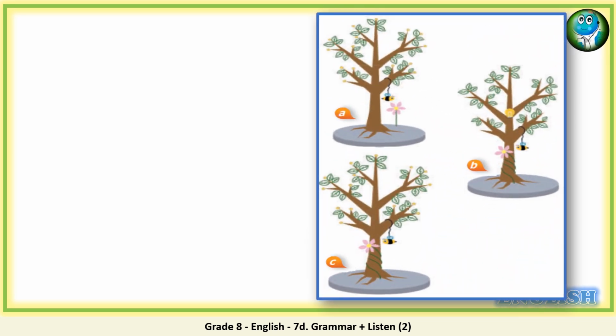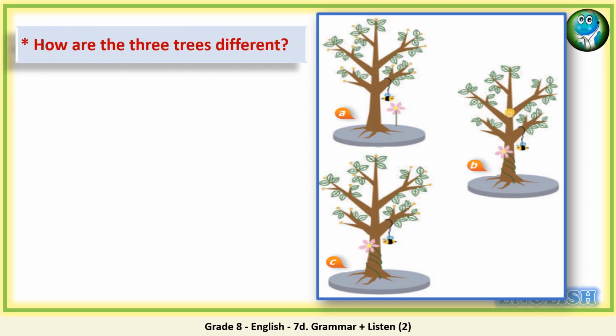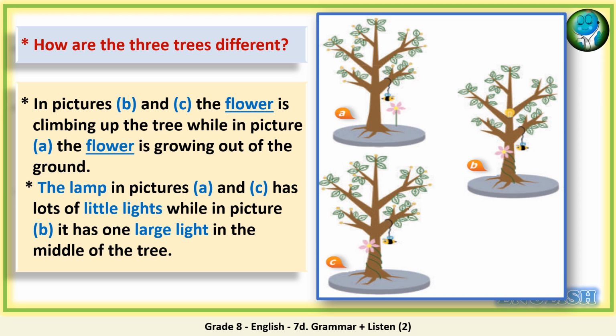What are these? Very good. Trees. And how are they different? Think carefully. Now let's see. In pictures B and C, the flower is climbing up the tree, while in picture A, the flower is growing out of the ground. The lamp in pictures A and C has lots of little lights, while in picture B, it has one large light in the middle of the tree.